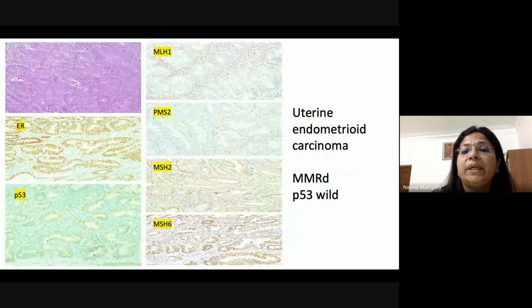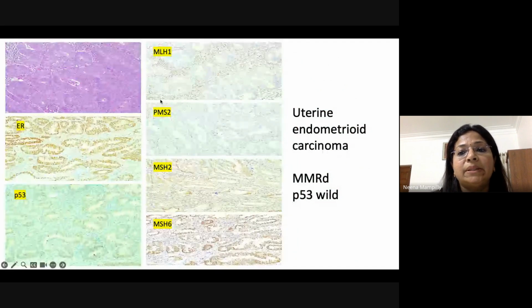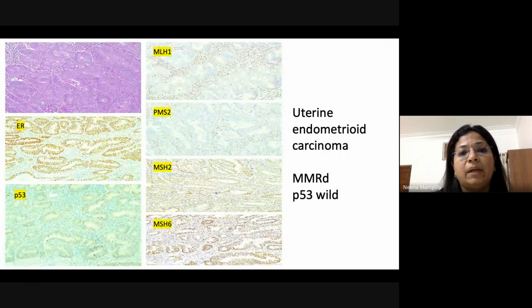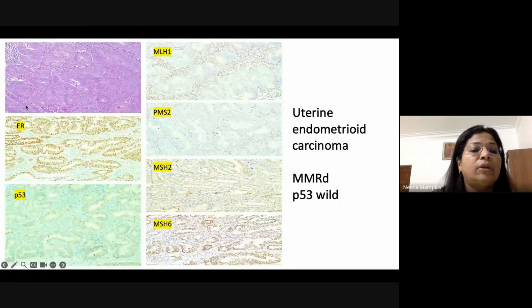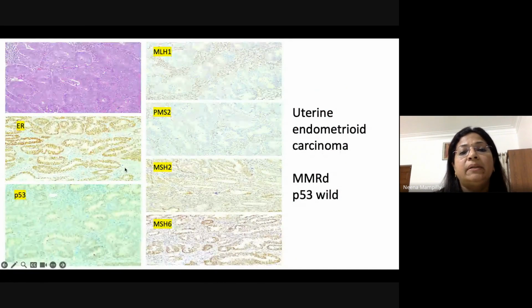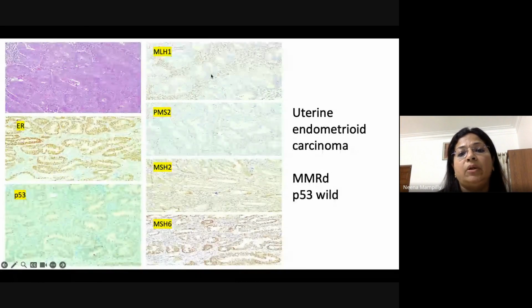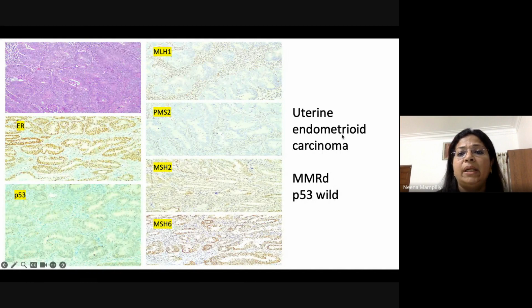So this is a uterine endometrioid carcinoma. All the endometrial cancers go for this panel up front. ER is strongly positive, P53 is wild, MLH1 and PMS2 are lost, MSH2 and MSH6 are retained. So it's a uterine endometrioid carcinoma, MMR deficient category.